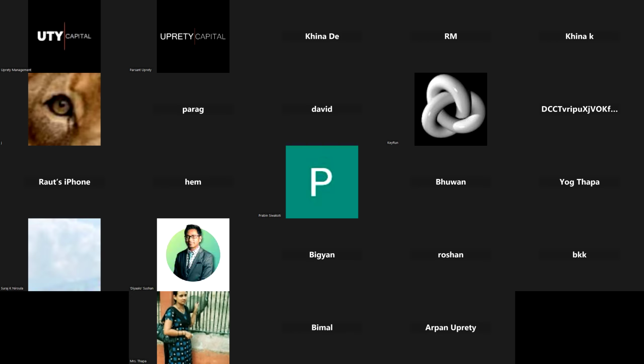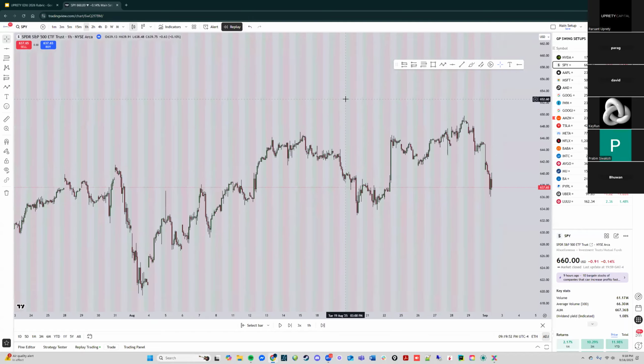Okay, I'm going to go to the 1 hour here. Let me see. Okay, sharing screen here. 3, 2, 1. Let's go. Okay, so here's this chart on SPY.